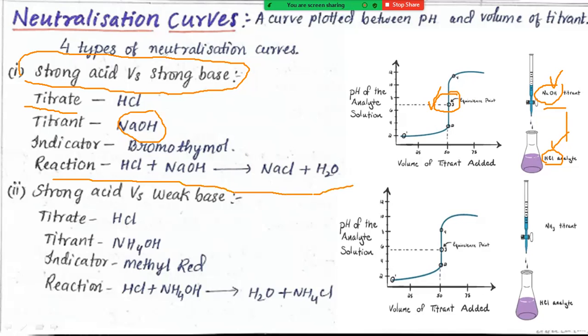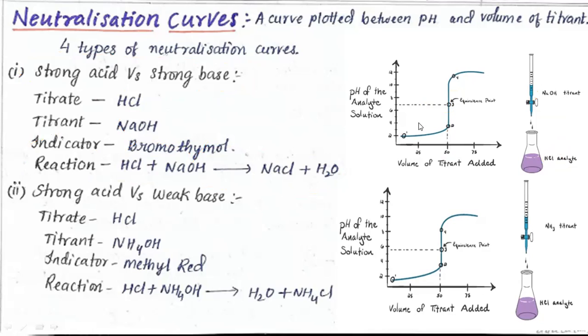This is the reaction of this neutralization curve, strong acid versus strong base. Here HCl reacts with NaOH, forming NaCl as a salt. At the equivalent point, what salt do we form here? NaCl is formed along with water, right? When we explain this neutralization curve, we need to remember four important points. The first point is at the start.